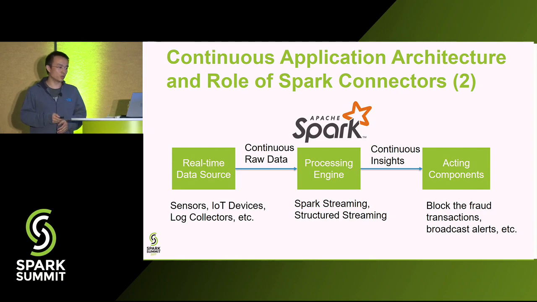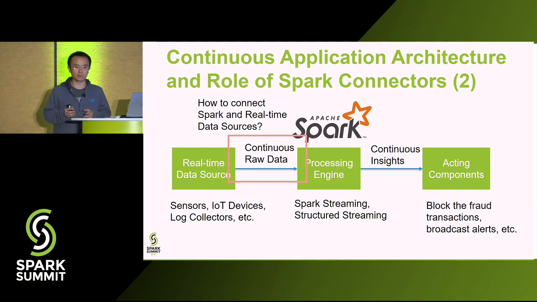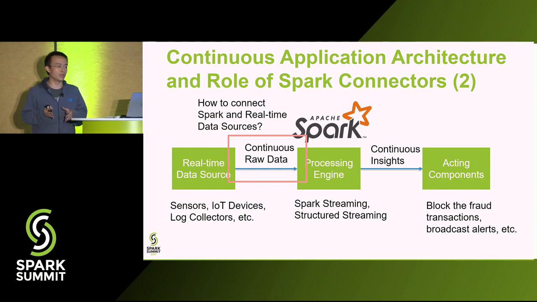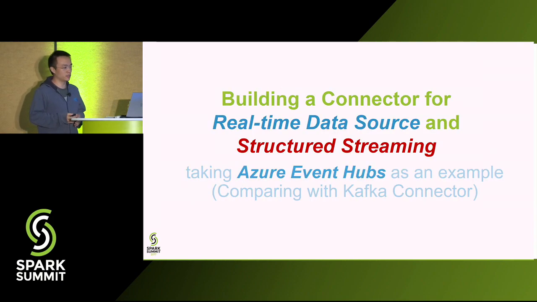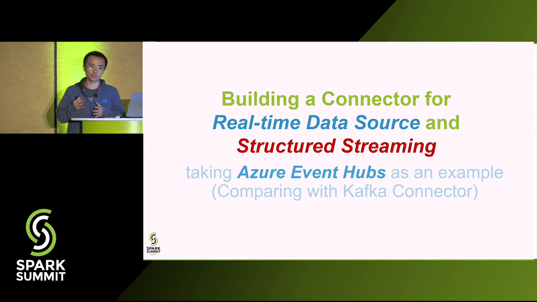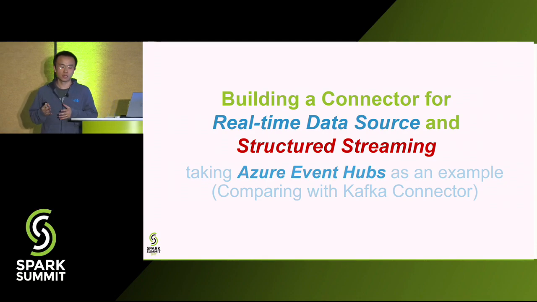The problem is we have so many types of real-time data sources. How can we connect Spark with these data sources? So in today's talk, the major topic is about how to build a connector for real-time data sources and structured streaming. We will use Azure EventHubs as an example, and we will compare it with the community's Kafka connector and show the key design considerations for us to develop such a structured streaming connector.